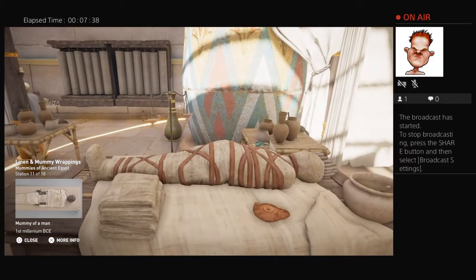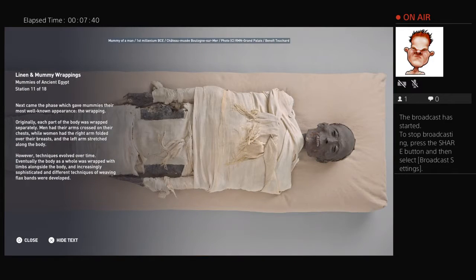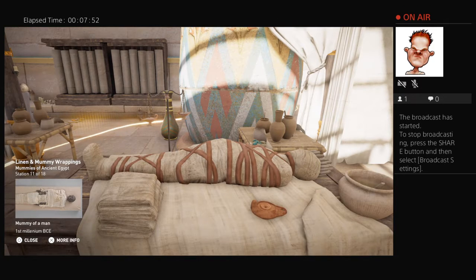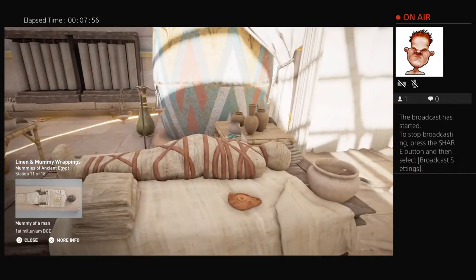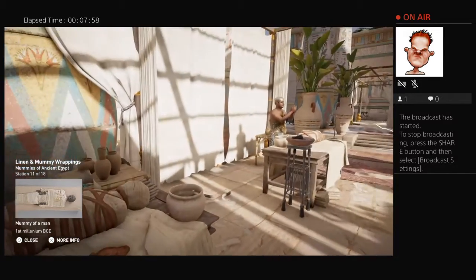Next came the phase which gave mummies their most well-known appearance, the wrapping. Originally, each part of the body was wrapped separately. Men had their arms crossed on their chests, while women had the right arm folded over their breasts and the left arm stretched along the body. However, techniques evolved over time.